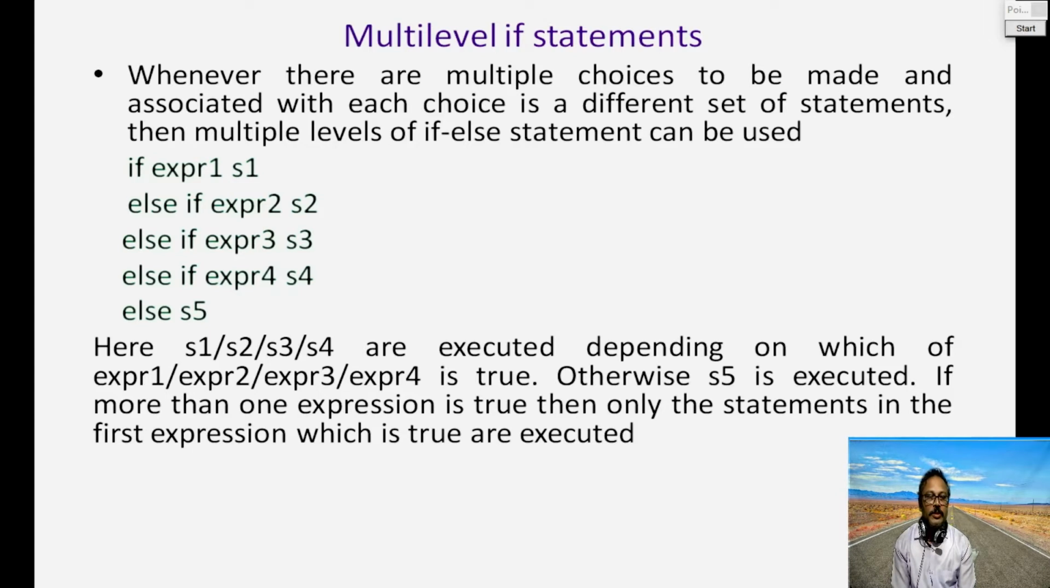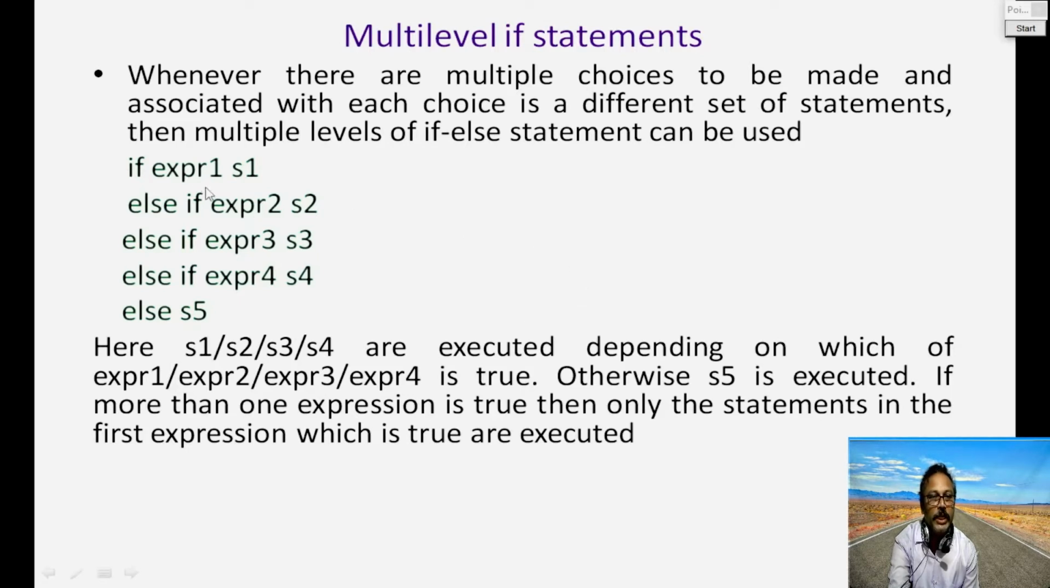Multi-level if statements. Okay, we have seen if expression 1 is true, execute say S1, else execute S2. Can you extend it? You can. In C language, you can extend it. So this is the general format. If expression 1 is true, then execute S1. Else if expression 2 is true, then execute S2. Else if expression 3 is true, then execute S3. Else if expression 4 is true, then execute S4. Else execute S5.